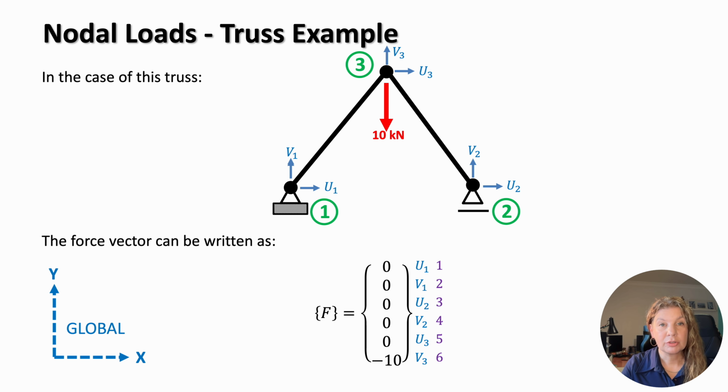These equivalent forces produce the same overall effect on the structure as the original distributed load. Let's consider a simple truss. A vertical load of 10 kilonewtons is applied directly at the top node. Because this load is applied at a node, it can be inserted directly into the global force vector. We locate the degree of freedom corresponding to the vertical displacement at that joint, and we place the value there. All other entries remain 0.